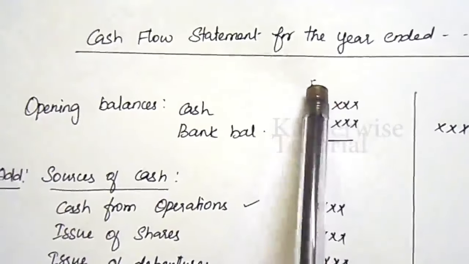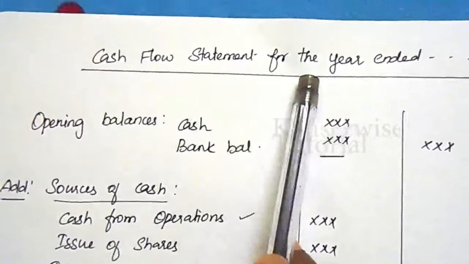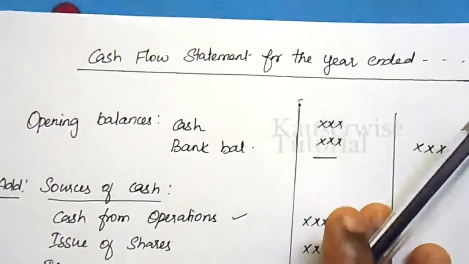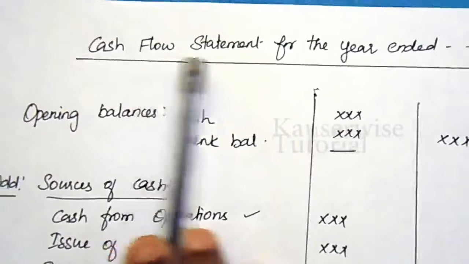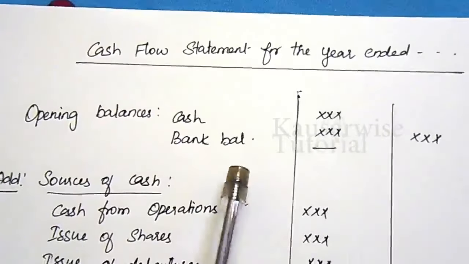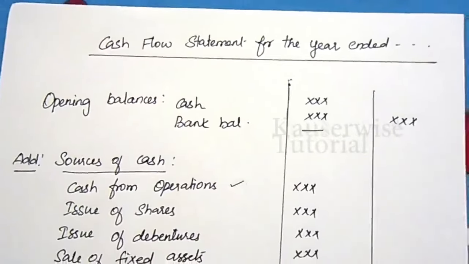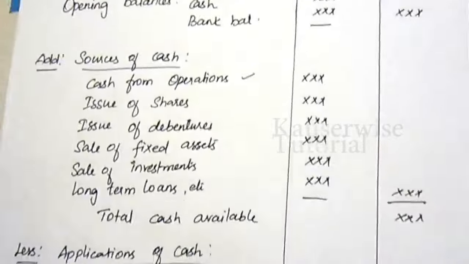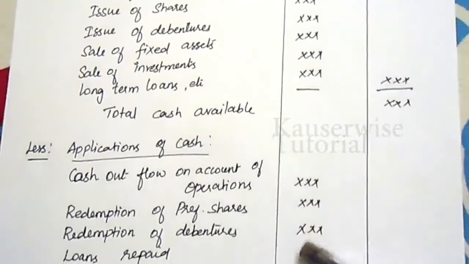In this video, I am going to explain cash flow statement. So before we go for the problem, let me explain the basic concept of cash flow statement. See, the cash flow statement deals about the inflow of cash and outflow of cash. That is the total receipts and total applications. That is outflow of cash.